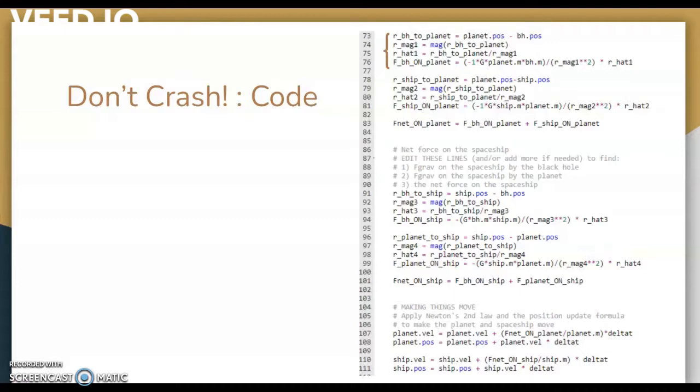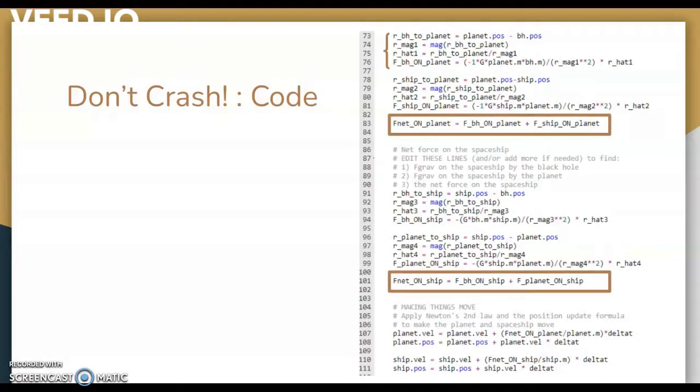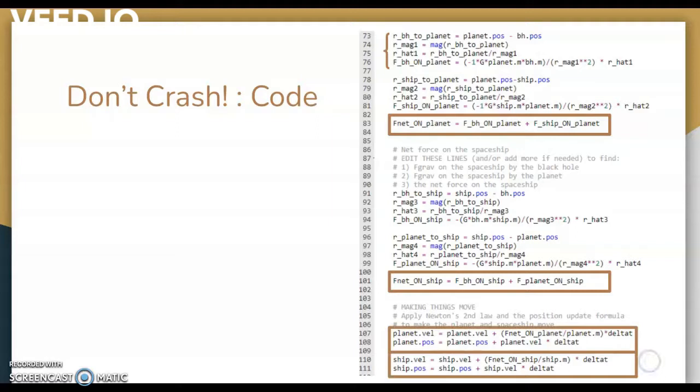It's important to note that these are attractive forces, meaning they are negated. So then I go and find the F net on the planet by adding those two forces, then the F net on the ship, again adding those two forces. I then use the velocity and position update formulas to find the change in velocity and position through each step of the ship and planet. Here's a video of that simulation.